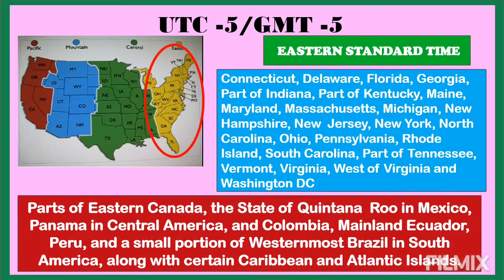If we are going to compare this to Philippine time, the Philippines is at GMT positive 8, so the Philippines is 13 hours ahead of these places during Eastern Standard Time and 12 hours ahead during Eastern Daylight Time. What month is the Eastern Daylight Time of these places? Okay, the Eastern Daylight Time in the USA mostly starts at the second Sunday of March and ends on the first Sunday of November.